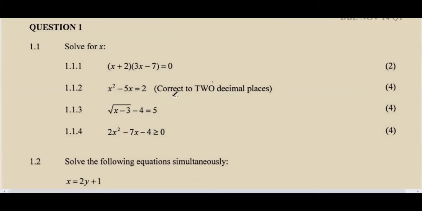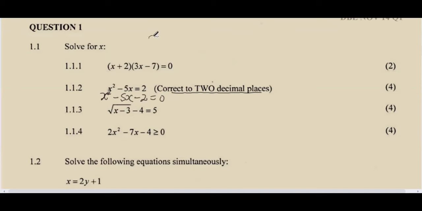We have 1.1.2, and as we can see here, it says correct to 2 decimal places. This is a hint to tell us that we need to use the quadratic formula, right? But before you use the quadratic formula, there's something that you need to do here. First thing that you need to do is take this 2 here and transpose it over to the side so that everything is in quadratic form, right? So that means our first step will be writing x squared minus 5x and then bringing over this 2, then equal to 0.